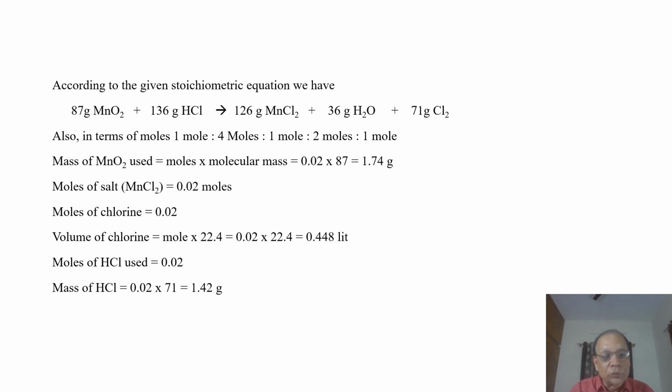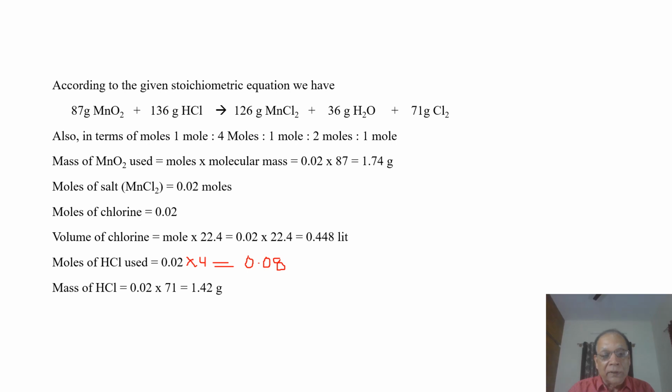Moles of HCl used is 0.02 into 4, which is 0.08. The reason is that in the stoichiometric equation, 1 mole of MnO2 reacts with 4 moles of HCl. So moles of HCl used is 0.08 moles.